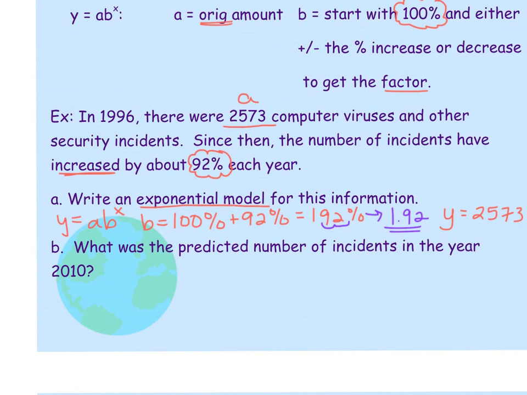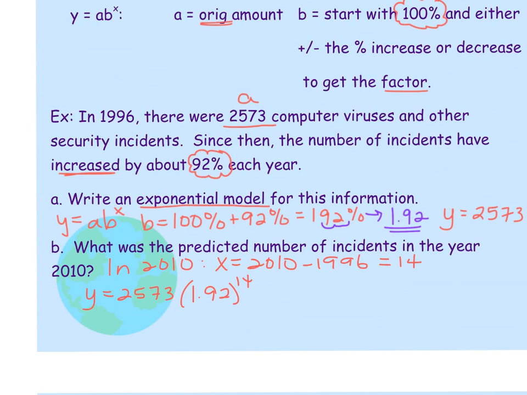Well, in the year 2010, x would equal, we have to figure that out. So in 2010, x would equal basically 2010 minus 1996. That's when we started counting the number of viruses. So that's going to be 14. That means it's 14 years later. If we plug that in for x, we're going to have y equals 2573 times 1.92 to the 14th power.